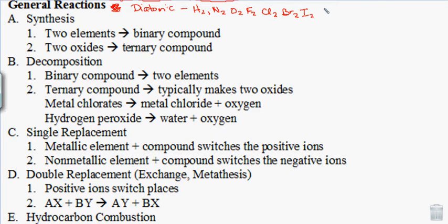In addition to those diatomic elements, you're going to encounter some things. You might remember P4, you might remember S8. Those are various allotropes of phosphorus and sulfur. They're not necessarily the most common of those elements, but they are ones that you might encounter. So let's begin looking at synthesis.